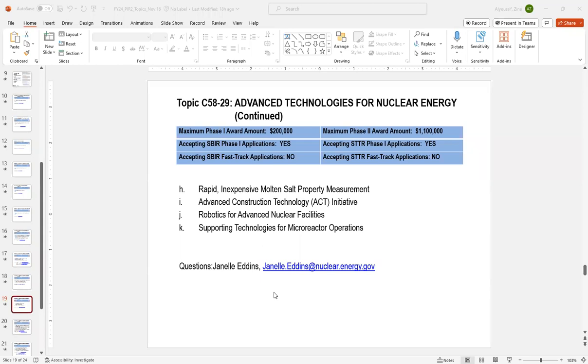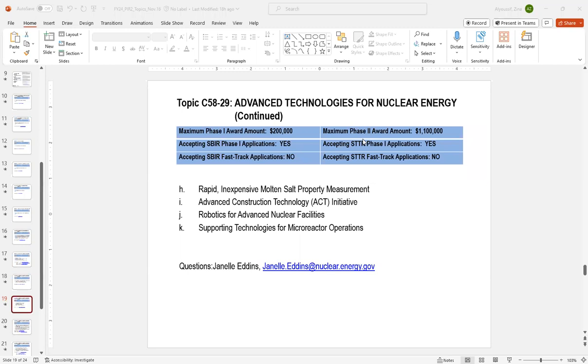So the next item is focused on robotics for advanced nuclear facilities. With this topic, we're seeking applications to develop and demonstrate mobile robotic technologies that will improve economics or enhance safety by reducing human exposure to hazardous conditions, improve quality and efficiency, and aid in emergency response. So for this topic, you can either modify an existing robotic platform to be suitable for advanced nuclear applications, or you can develop a completely new robotic system.